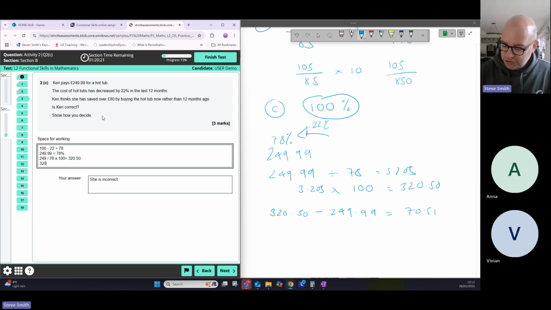The question was, how much does she save? Minus 249.99 equals £70.51. So we've got all our information there. We've got more than two points worth of workings out in here, but we've shown them what the original value was. You probably only get 1 point for all of that because you've shown what the original value was. Then you get your second point for working out how much she saved, and the third point for saying, is she correct or not?